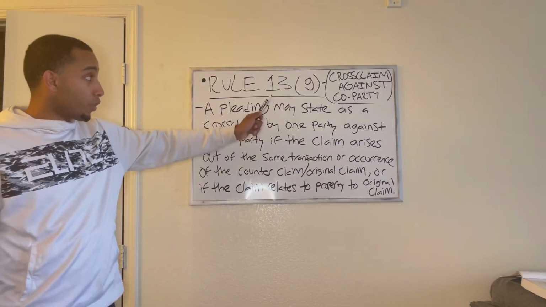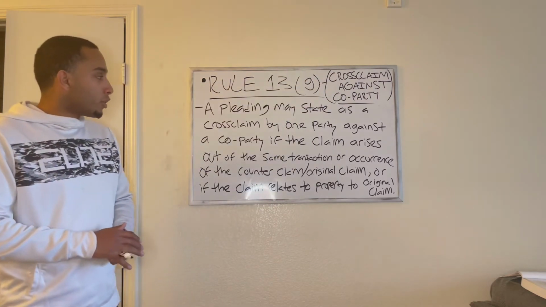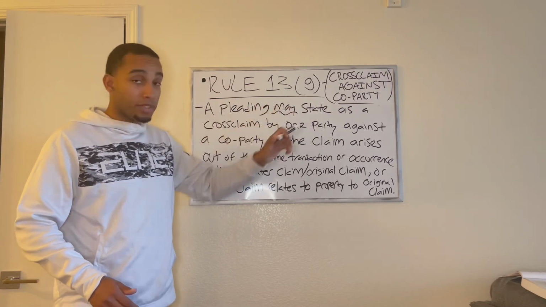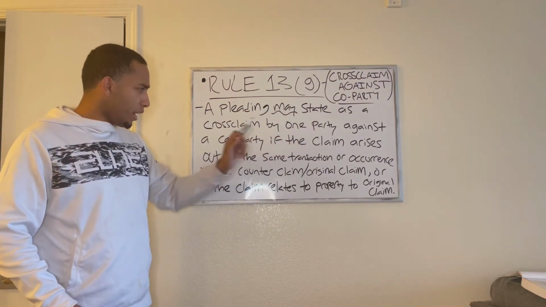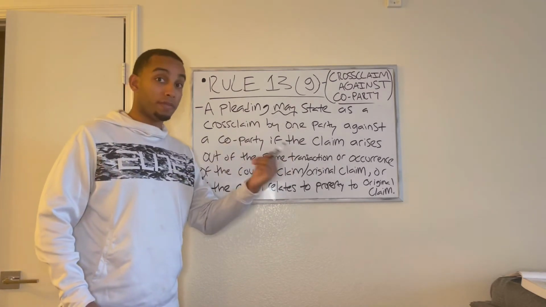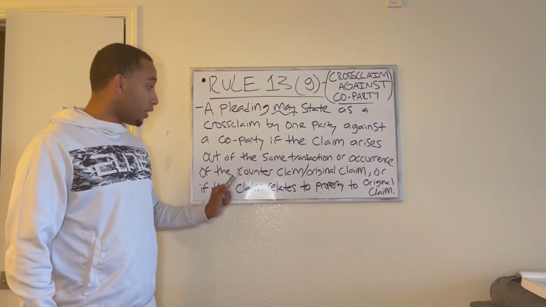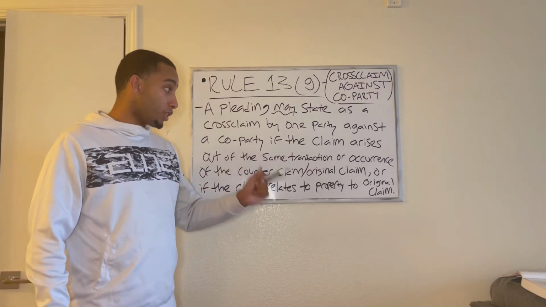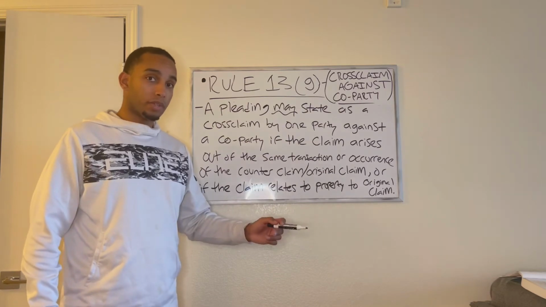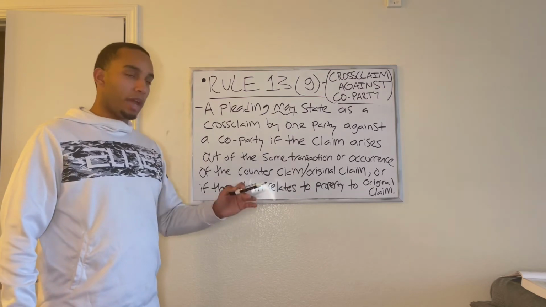As you can see, Rule 13G, cross-claim against co-party. So the definition is, a pleading may state, remember it's optional, may state as a cross-claim by one party against a co-party. The plaintiff or defendant may do this if the claim arises out of the same transaction or occurrence of the counterclaim or the original claim, or if the claim relates to property of the original claim. What does this mean? So it's kind of messy. Let me give you an example.